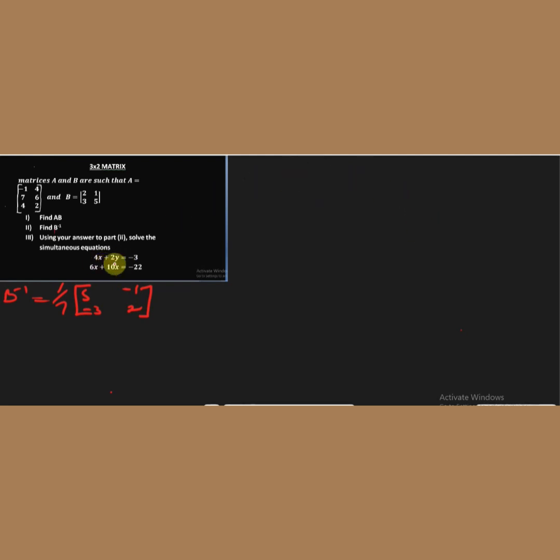Now, for me to solve this, I'm going to write out these numbers: 4, 6, 2, 10. Then I'll put my bracket. So this is matrix. So times, we're looking for x and y. We don't know them. Is equal to minus 3 and minus 22. This is how to arrange this in a matrix.